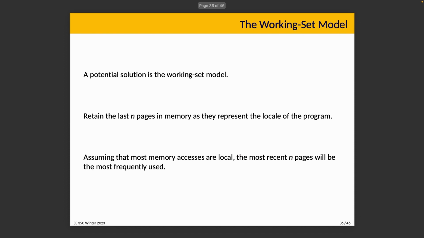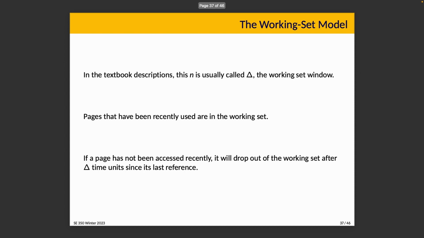So, the potential solution, as we've touched on a little bit, is this idea of a working set model. And we're going to say that the last n pages in memory represent the locale of the program, so to speak. And assuming that most memory accesses are local, and we have a good reason to believe this is the case, then the most recent n pages will be the ones that are used most frequently, at least in the immediate future. In textbook descriptions, the n in this case that represents this locale is frequently referred to as delta, the working set window.